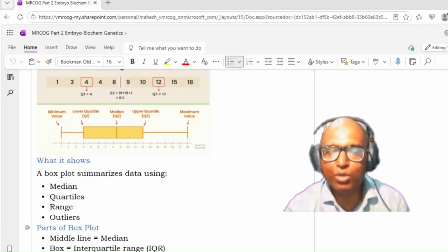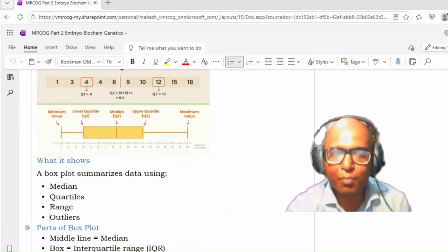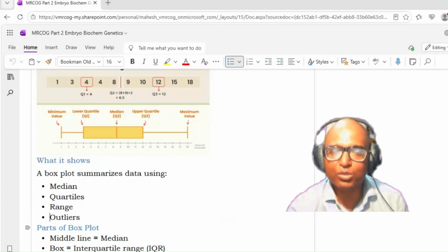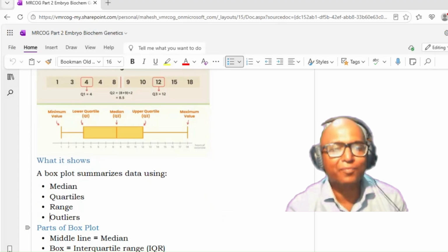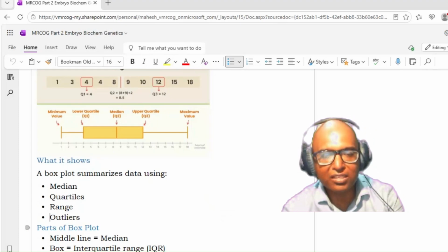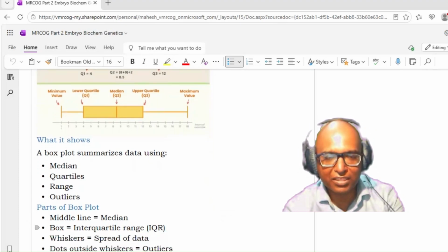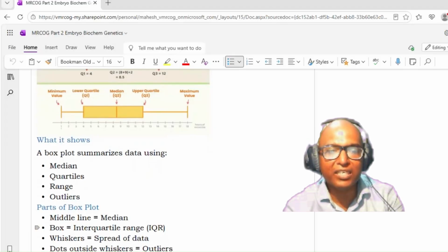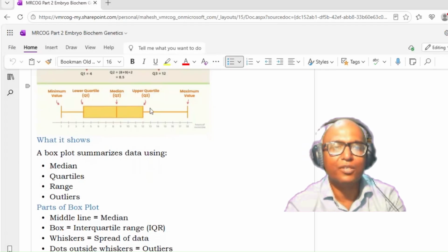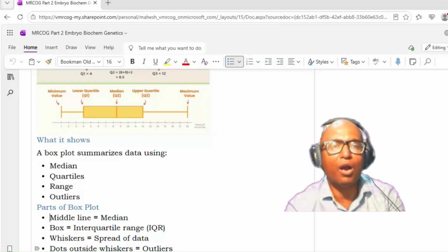When you have the Box-Whisker plot, the box plot summarizes the data using median, quartiles, range, and the outliers. The middle line is the median, that is the 50th centile. The box is the interquartile range, that is the Q3 minus Q1. Whiskers are the spread of the data. Then dots outside the whiskers are the outliers.